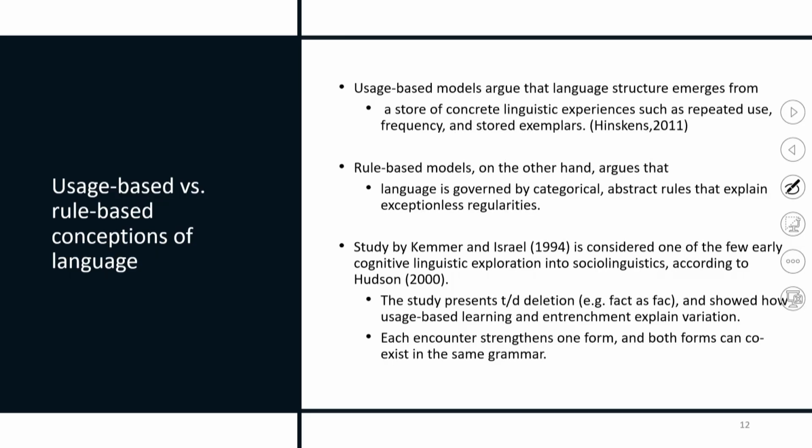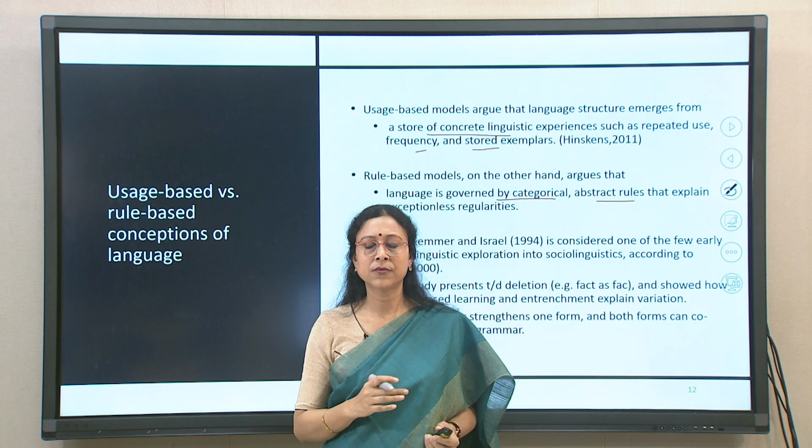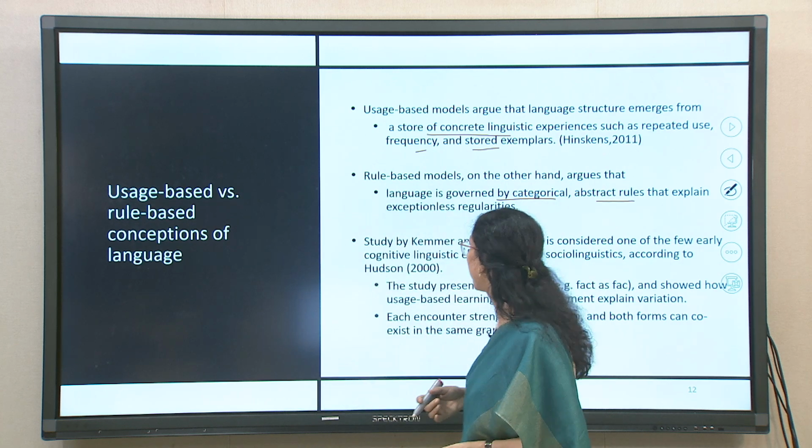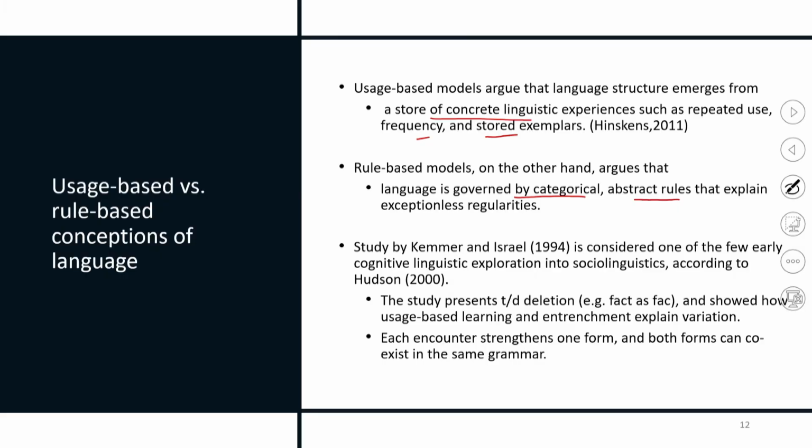So, usage based models argue that language structure emerges from a store of concrete linguistic experiences such as repeated use, frequency and stored exemplars. On the other hand, rule based structure argues that language is governed by categorical abstract rules that explain exceptionless regularity. So, that is the rule based one, which does not allow for any role for social variables. Many studies have been carried out.